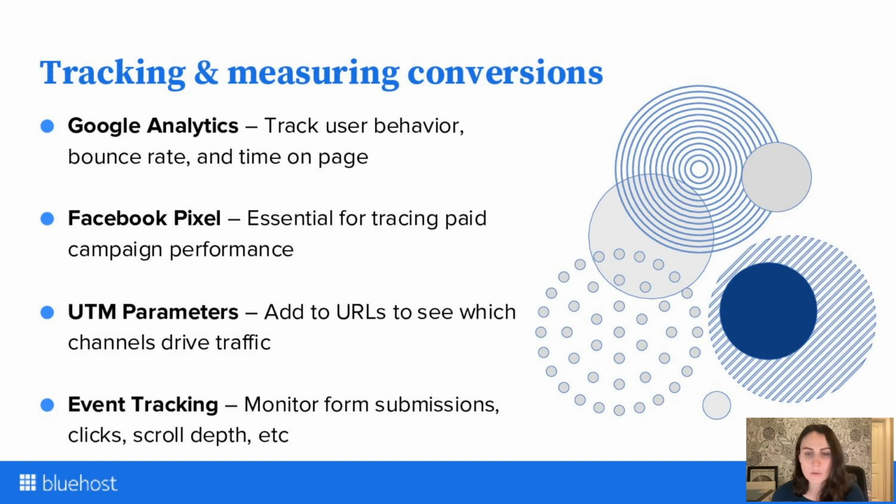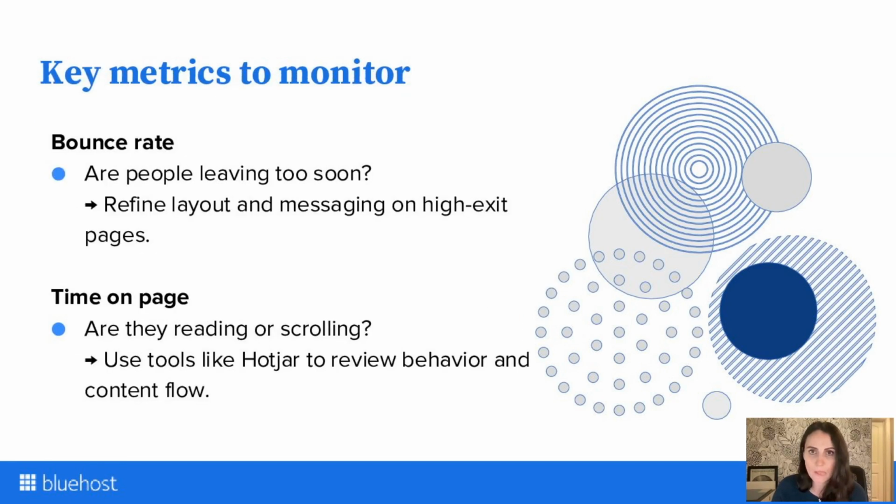If you're running ads, you can use something like a Facebook pixel that helps see which creative and audiences are driving your conversions. And then UTM parameters let you track where your traffic is coming from, whether that's from an email, ad, social post, etc. You'll also want to make sure that you have event tracking, so that clicks are tracked, you're monitoring your form submissions, and you're looking at your scroll depth and how much customers are engaging. Together, these tools are going to give you a full picture of the performance of your landing page.